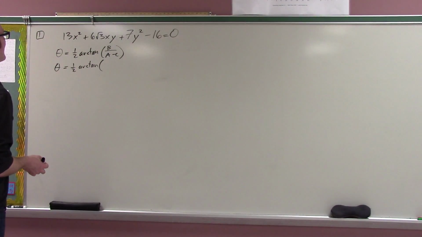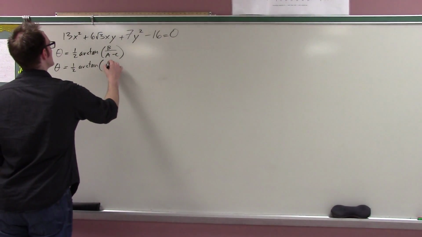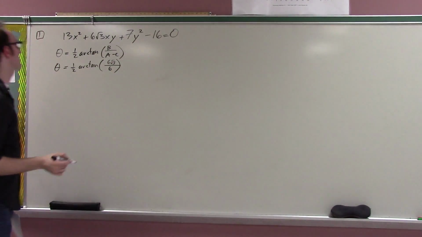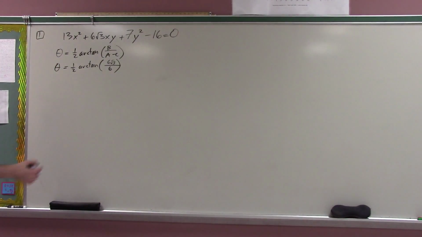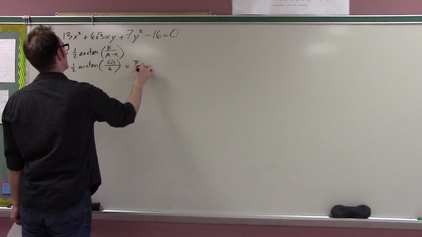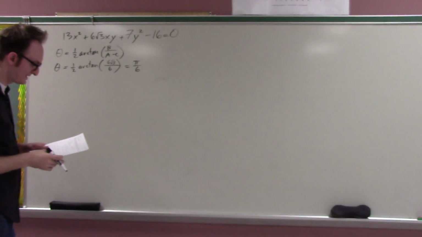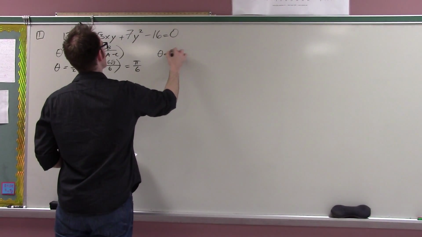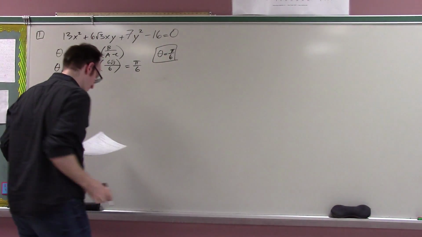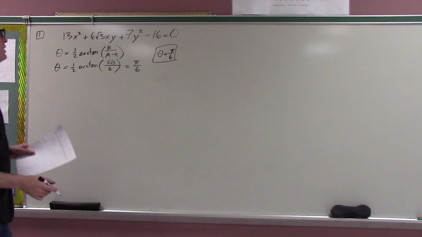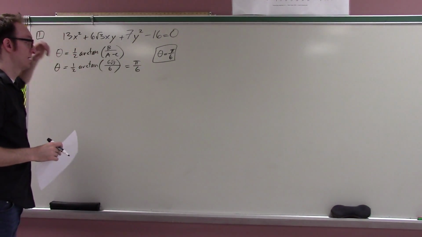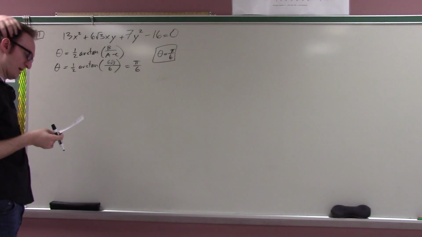So B over A minus C, so I guess that's 6 root 3 over 6. So that's just arctan root 3, that's pi over 3, and this is just pi over 6. Okay, so the first example is a nice one. I have learned that theta is just pi over 6. That's how much I need to rotate this conic to make new axes x prime and y prime.